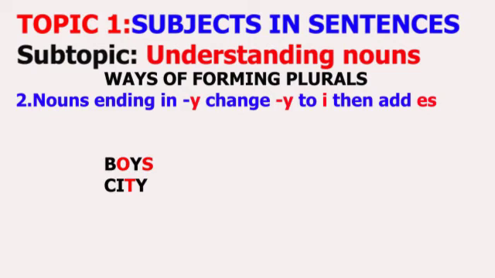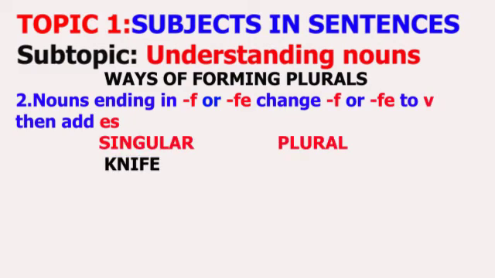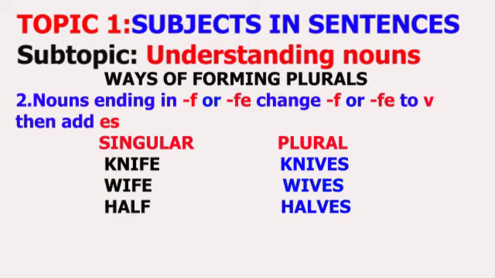And then we have those words that end in f or fe. These words form their plurals by just changing that f or fe into v, and then we add es. For example, the word knife is going to be knives. The word wife is going to be wives, or the word half is going to be halves, as well as the word leaf is going to be leaves, and the word calf is going to be calves.